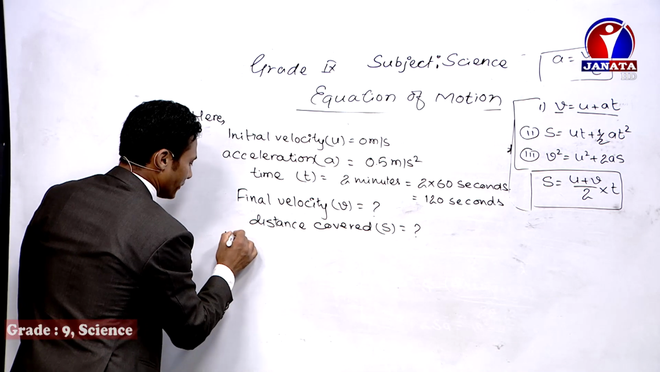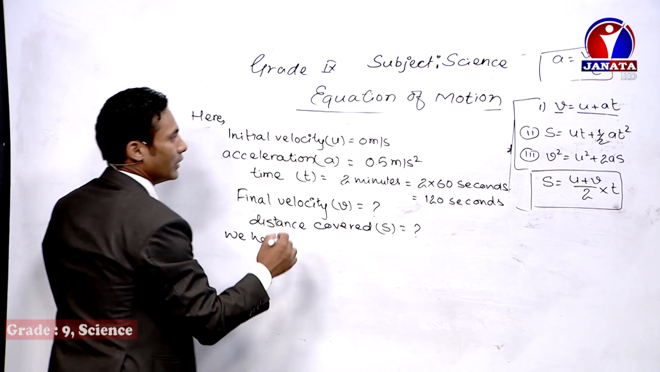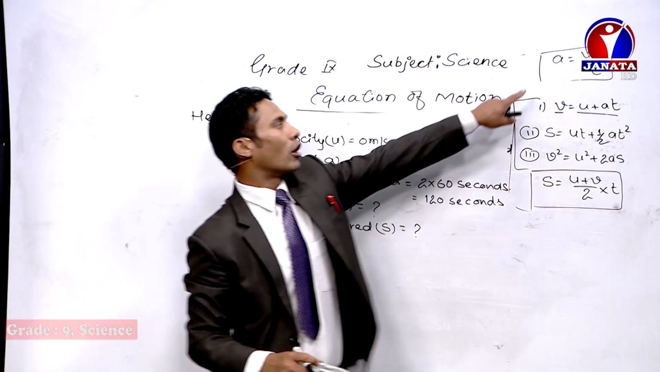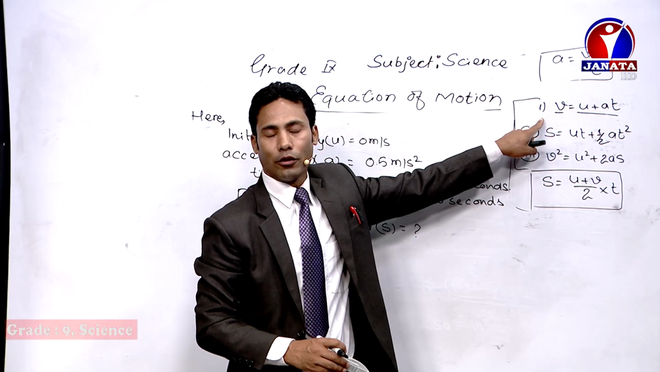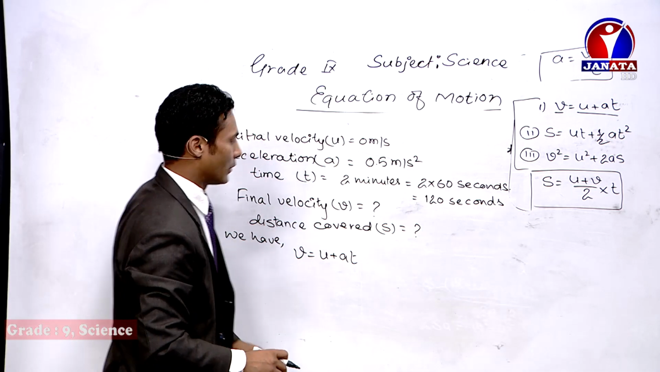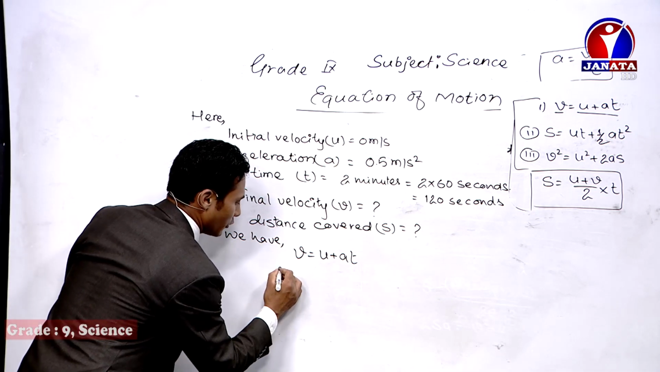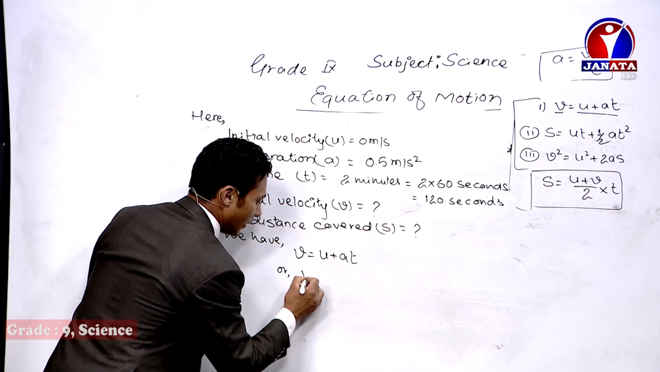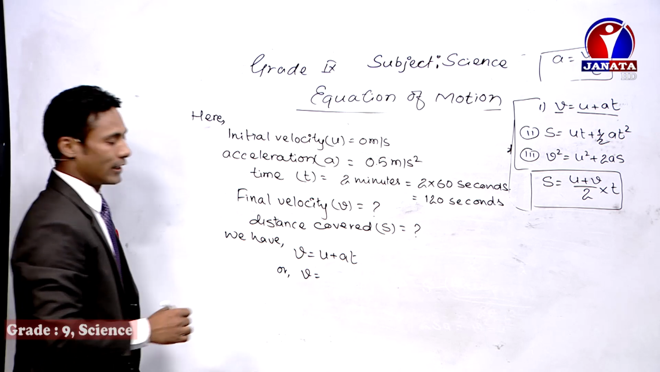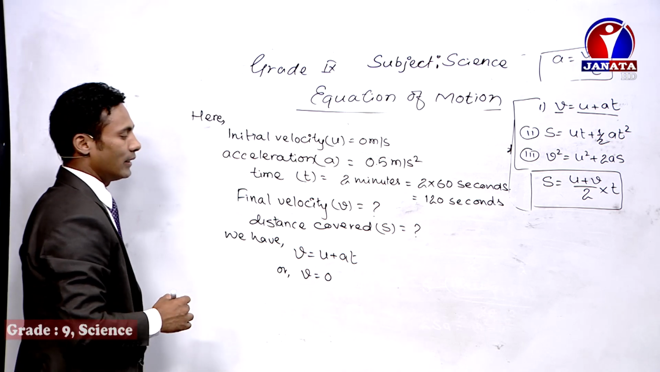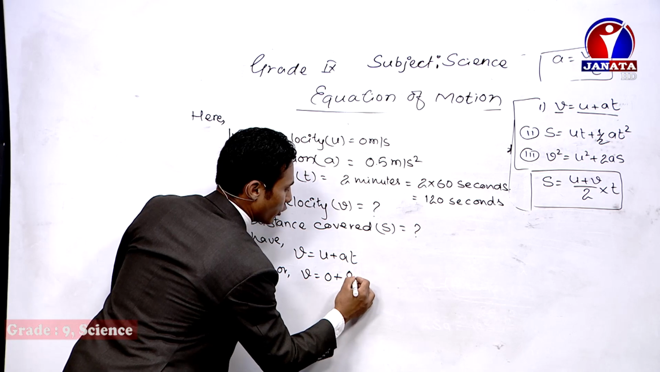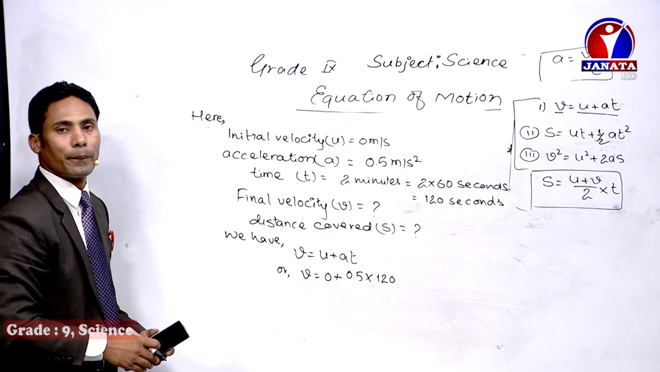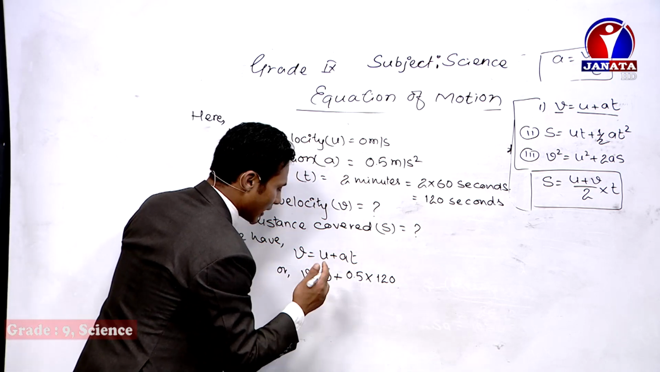So we have V equals to U plus AT. I have already said this formula also you can use, and this formula also you can use. Anyone you can use as you wish, but I will use this one. So let's substitute the value. We need to calculate this V. U is 0 meter per second, right? And A is given 0.5, and T is 120. Clear?